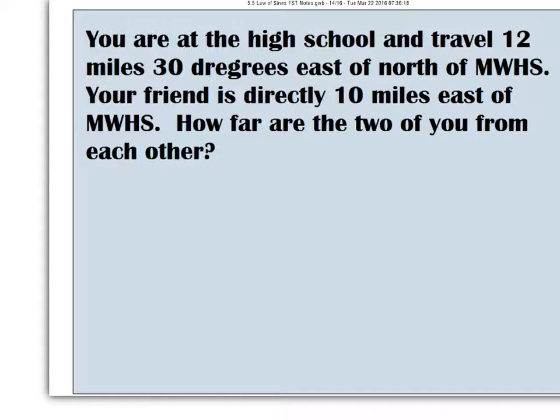Now I want to show you two examples of how to sketch the scenarios when you're dealing with direction using north, east, south, and west. The first thing you want to do is drop a compass on your paper first. And then we're going to sketch the scenario right on top of it.